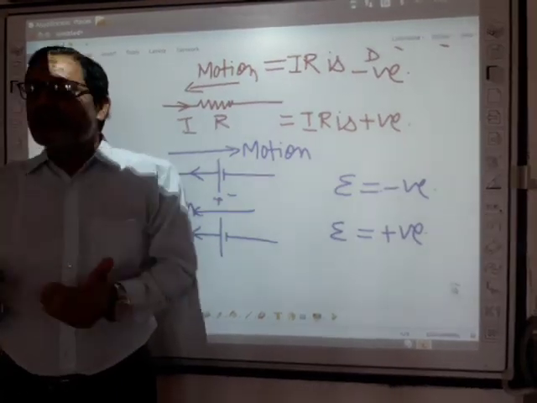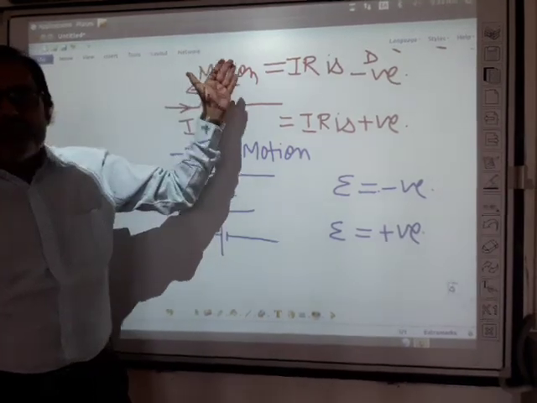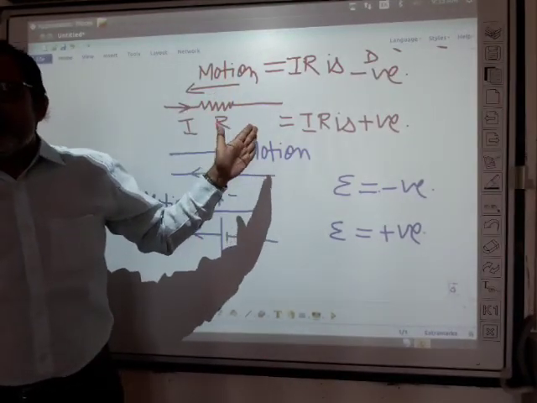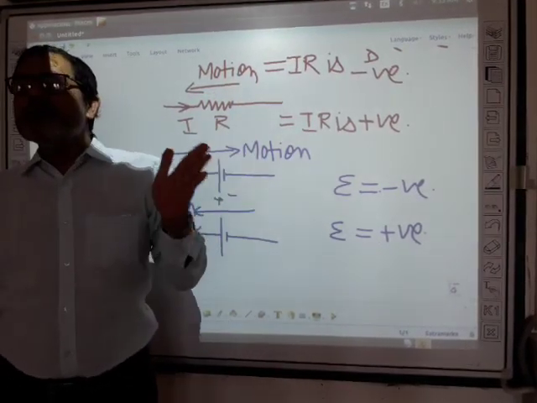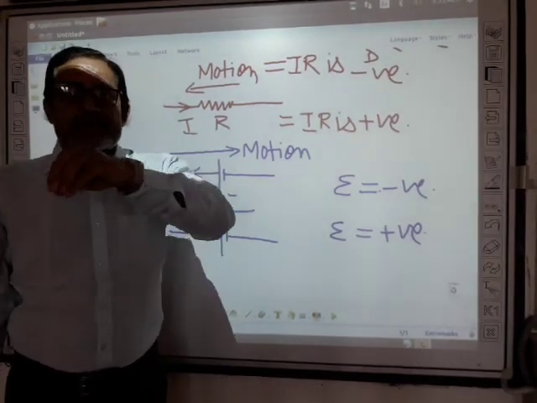Now, in the next class, we will discuss the use of the Kirchhoff voltage loop rule, how it is applicable and where it is applied.